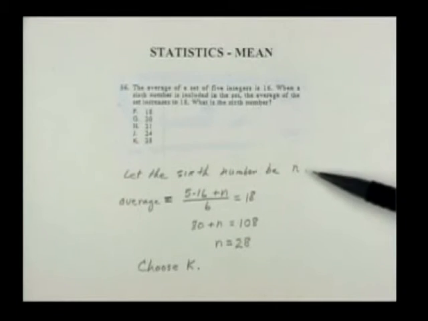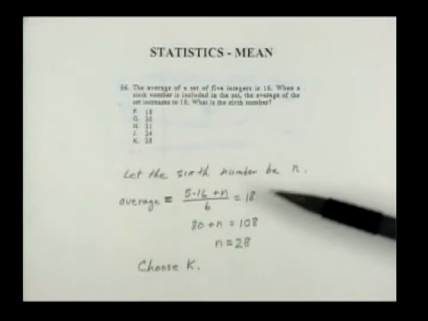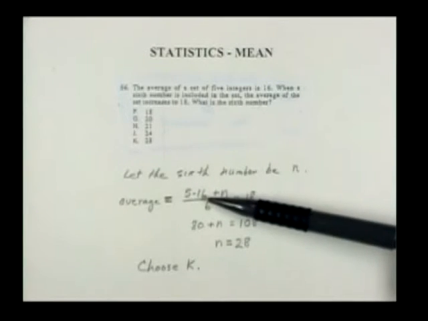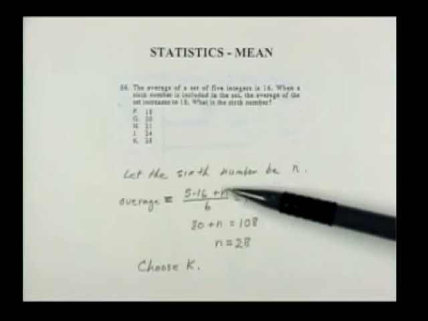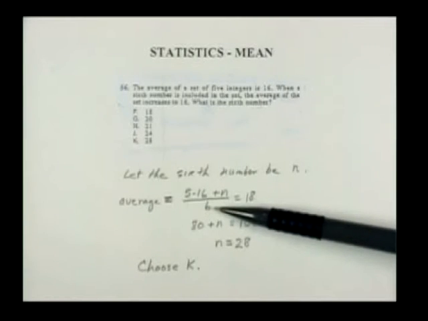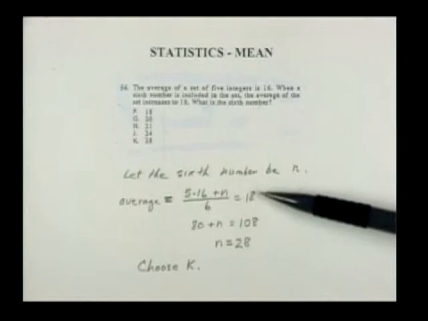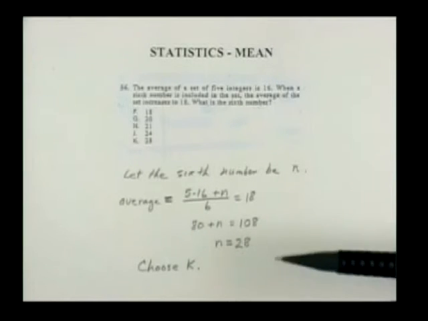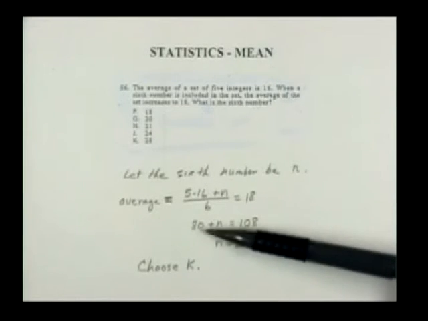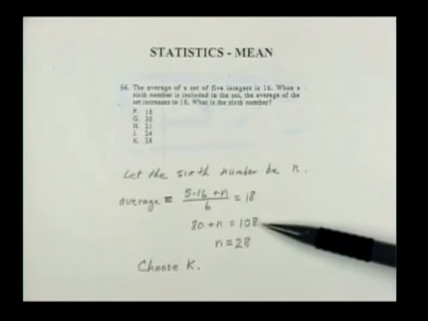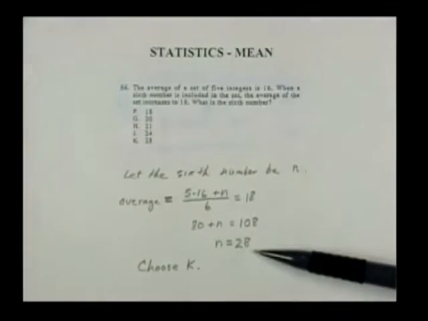Let the 6th number be n. The average becomes 5 times 16 plus the new number, divided by the total number of numbers, 6. And this has to be equal to 18. Multiply both sides by 6, and 80 plus n becomes 108, and n becomes 28. Choose K.